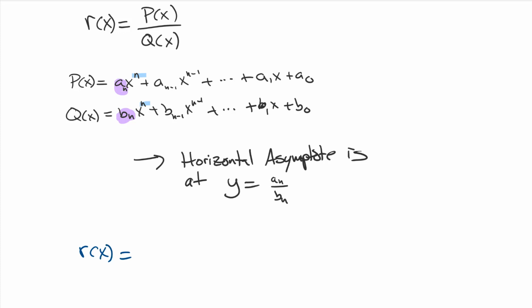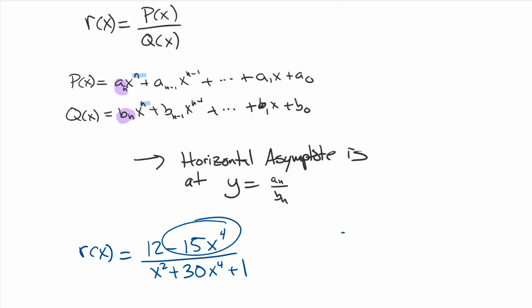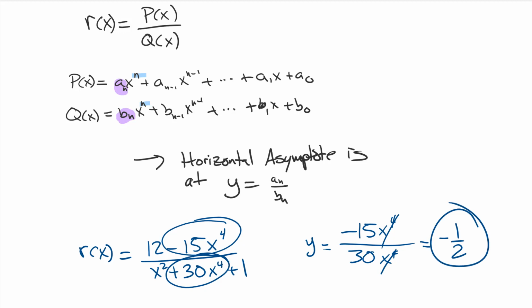Let's look at this. 12 minus 15x to the fourth over x squared plus 30x to the fourth plus 1. Where's the horizontal asymptote? Well, actually, first, what's the degree of the top? 4. What's the degree of the bottom? 4. What's the horizontal asymptote? You just take this with a sign and everything. Negative 15x to the fourth. And you take this with a sign and everything. You go 30x to the fourth. The rest goes away. Negative 15 over 30. That's negative 1/2. We have a horizontal asymptote there.